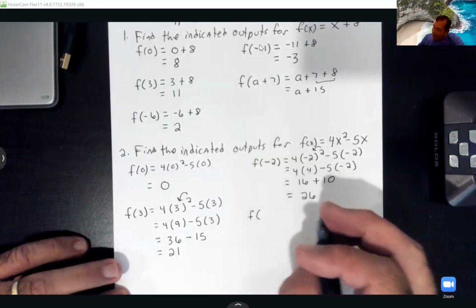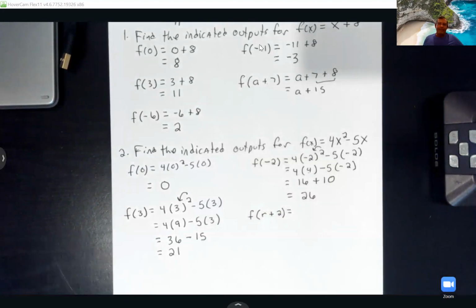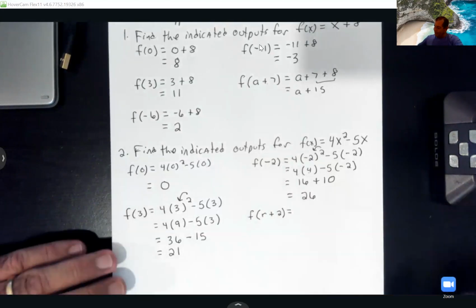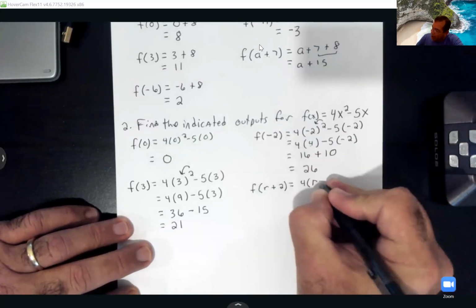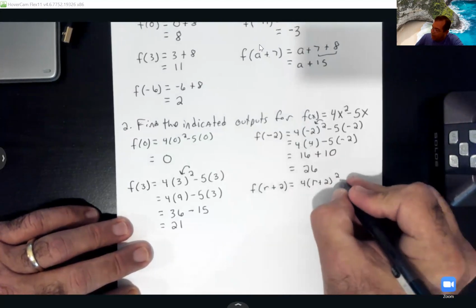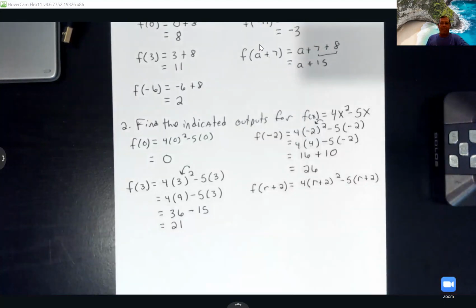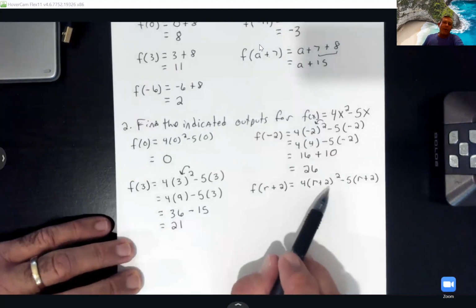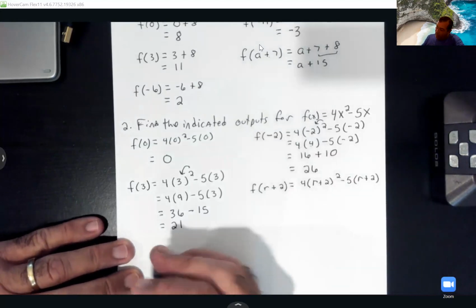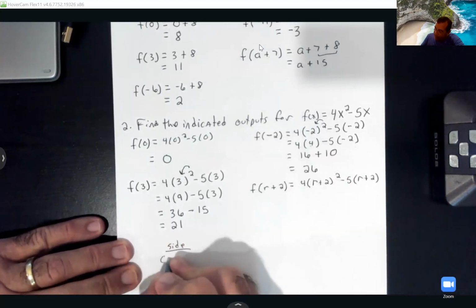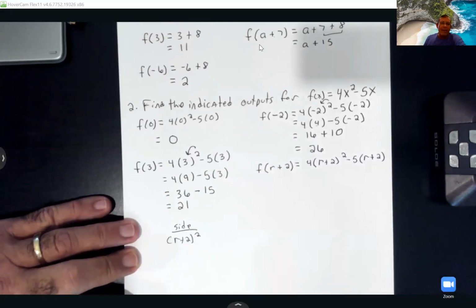How about an f of r plus 2? All right, y'all, so I got 4 times r plus 2 squared minus 5 times r plus 2. So remember, on this one, we have to figure out what that r plus 2 squared is going to equal. And remember, that was just getting you ready so you could FOIL on my compositions.